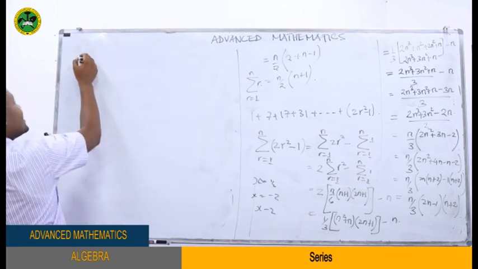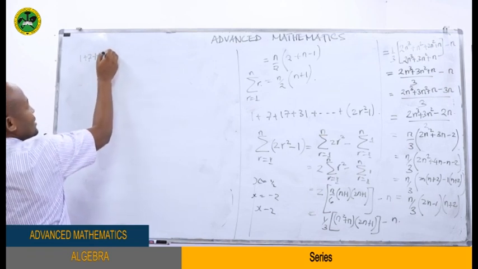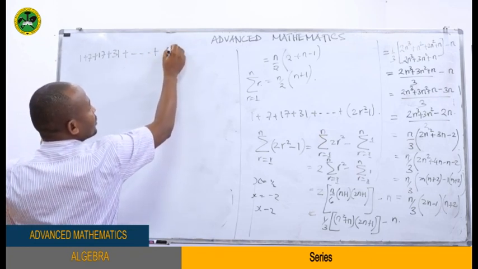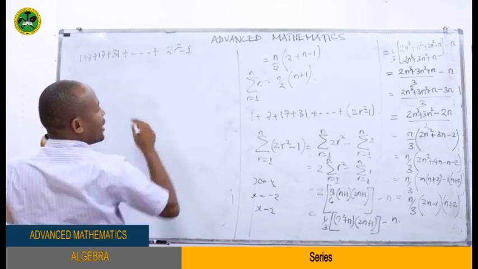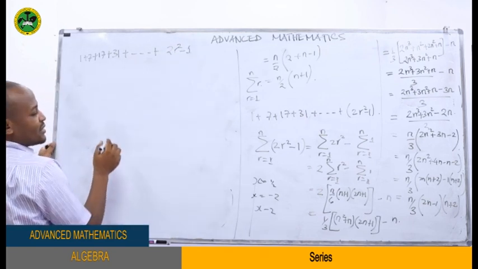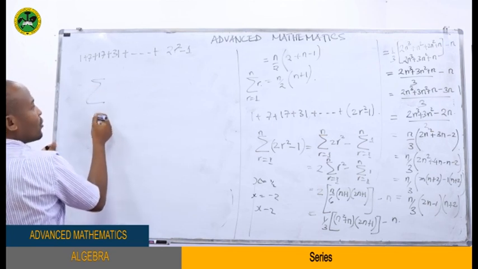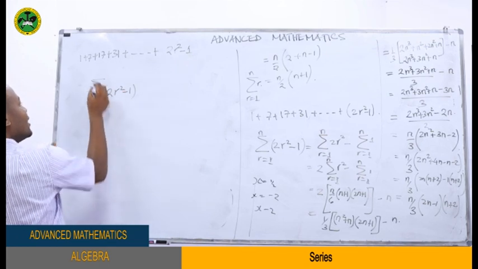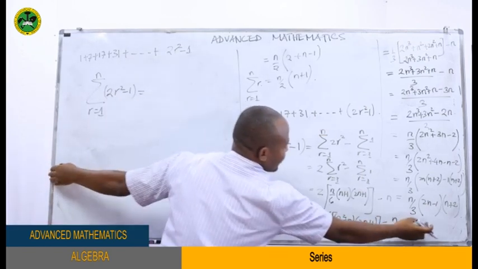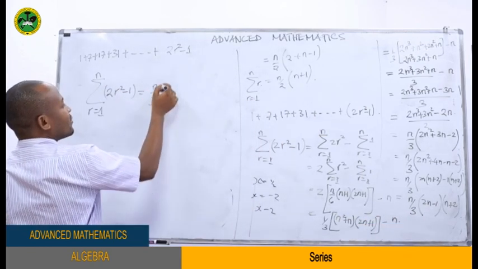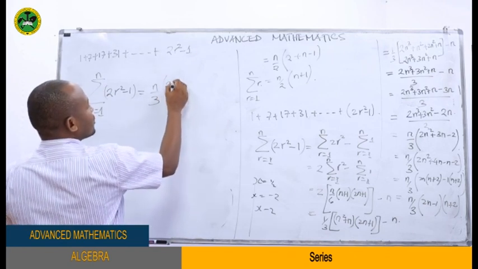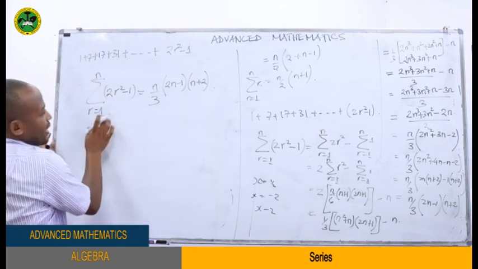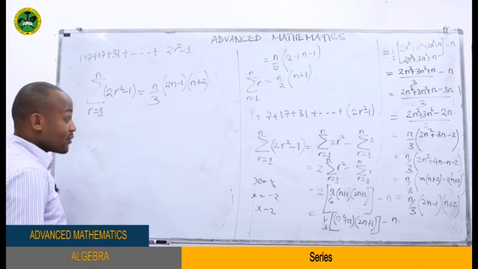Now let's finish up that question. That means the series 1 plus 7 plus 17 plus 31 plus down to 2r square minus 1 can be written in sigma notation. That means as a summation of what? Of 2r square minus 1 from r is equal to 1 to n is equal to what? Is equal to the thing we have obtained there. It is n over 3, then we have 2n minus 1, and then we have n plus 2. So that is how we write in sigma notation in case of the second example.